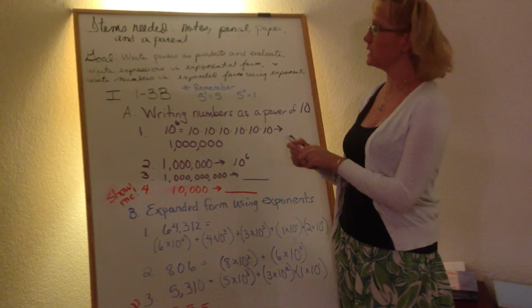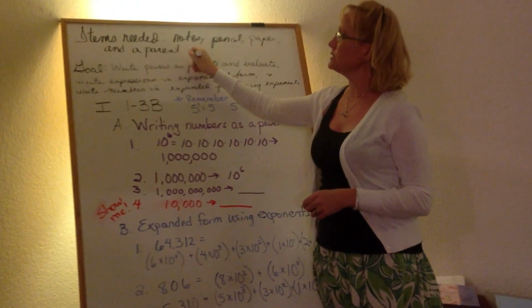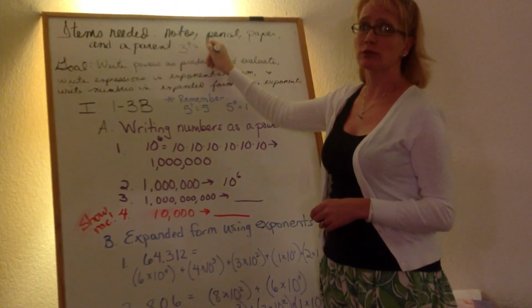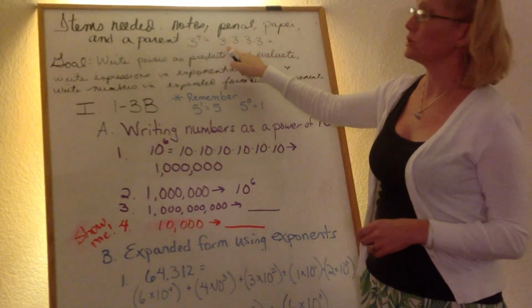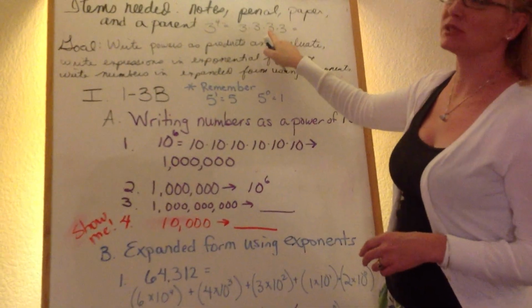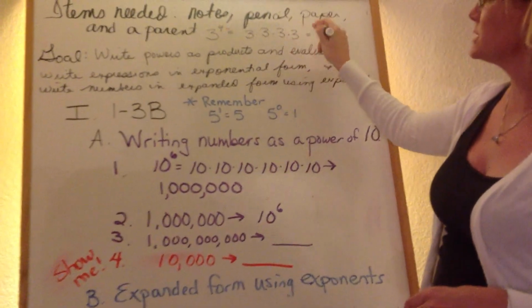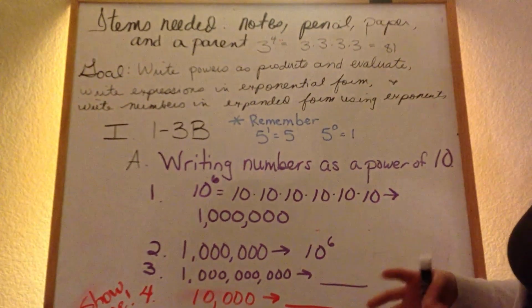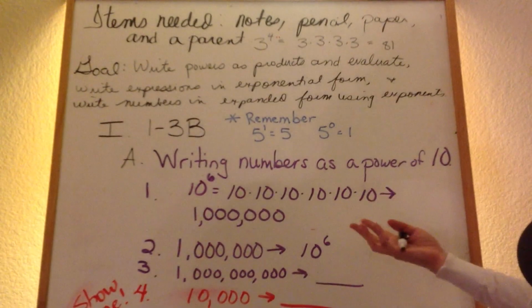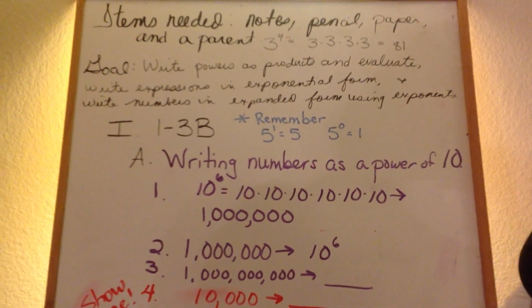We did that yesterday. We wrote things like 3 to the 4th power, which equals 3 times 3 times 3 times 3, which is 3 times 3 is 9, 9 times 3 is 27, 27 times 3 is 81. And so today we're going to be writing expressions. Those are math problems, and we're going to be using exponents and expanded form using exponents.